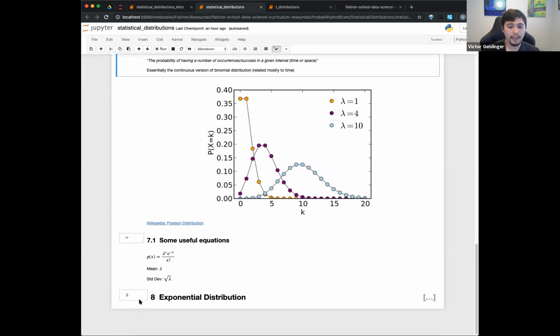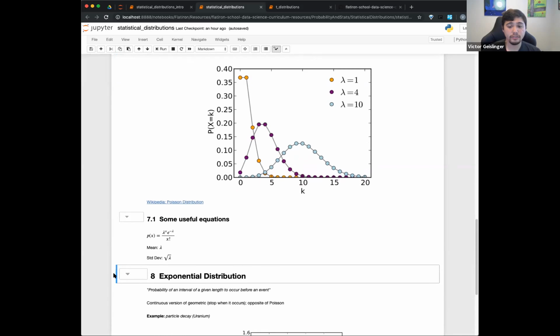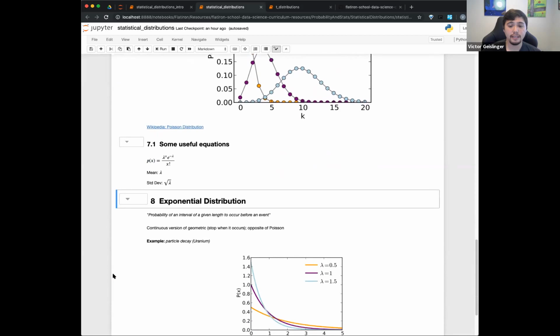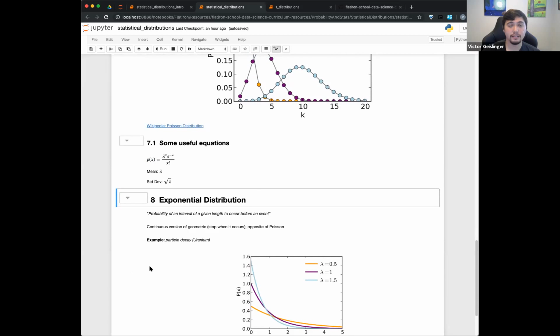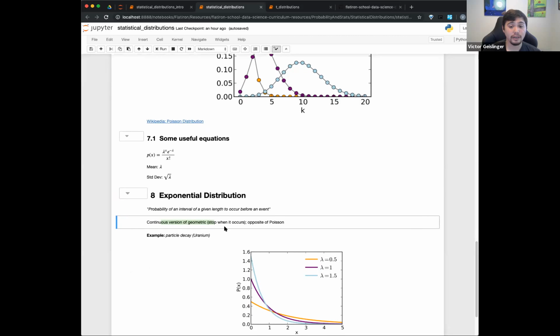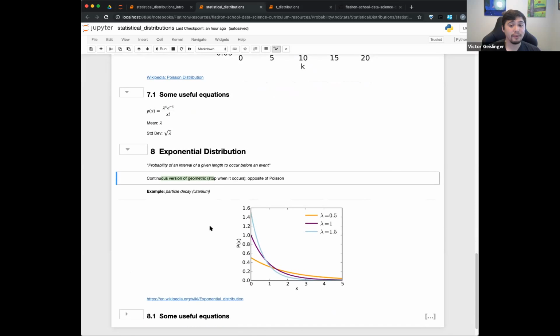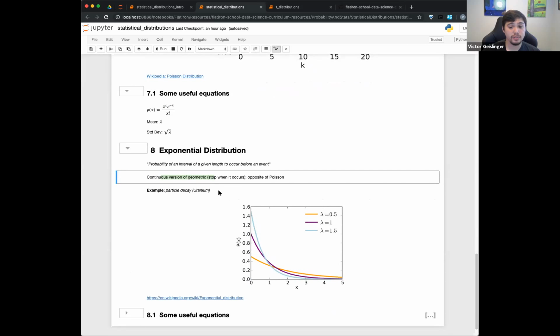Okay, cool. And our last part is our exponential distribution, which basically is the continuous version of the geometric, right? So there is a certain stopping point when it occurs. One example of exponential distributions is particle decay: how likely is this particle going to last?